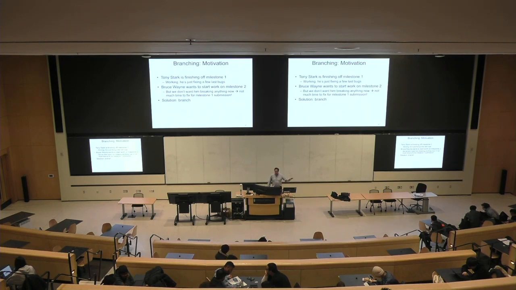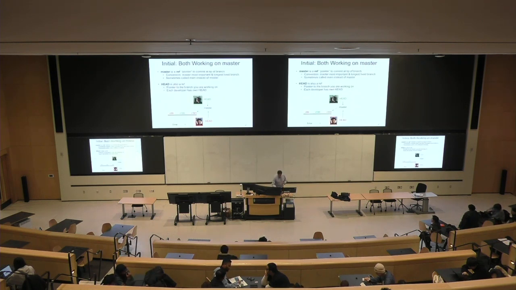Let's say Tony Stark's finishing off milestone 1. It's working, he's just fixing a last few bugs. Bruce Wayne is bored, wants to start working on milestone 2. But we don't want him breaking anything because we're about to submit milestone 1. We're worried that if he's making large-scale changes, this might not be the right time to do it. But we'd rather not tell him to go off and just take a vacation for 3 days. So our solution is to branch.